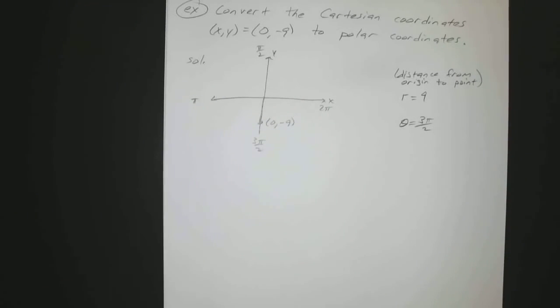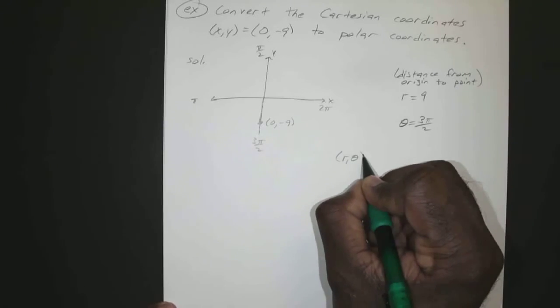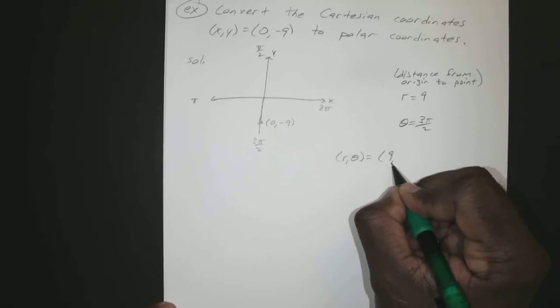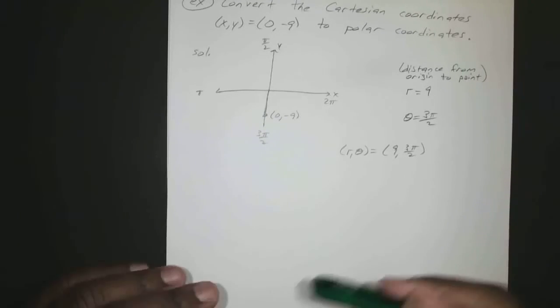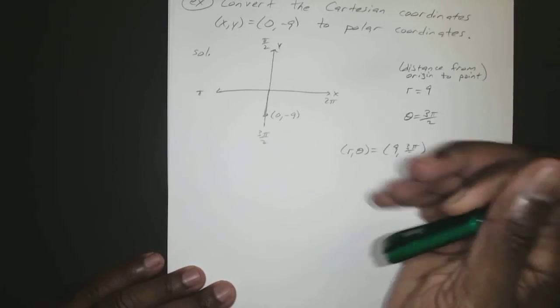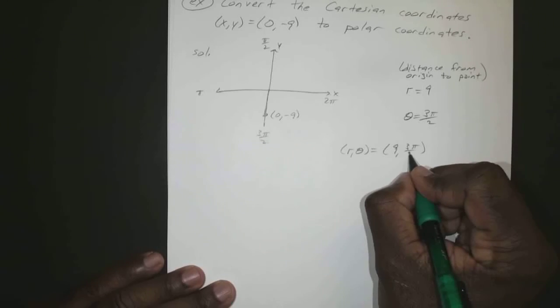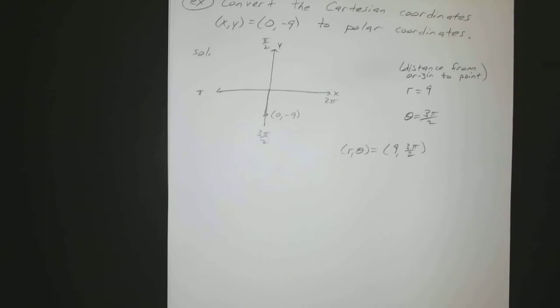Okay, so without even calculating anything on this one, your r, theta is equal to 9, 3 pi over 2. Okay. That only works when either your x or your y is 0. So it has to be either on the x-axis or y-axis.